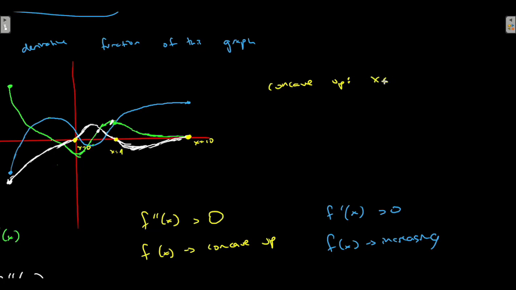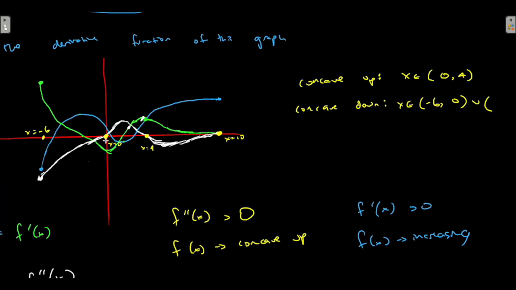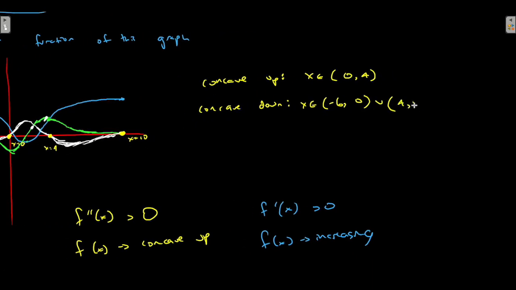We have x in the set 0 to 4, and it's not concave up anywhere else because the rest is negative, but it's concave down. Everything before x, well, I'll just define this as x equal to maybe -6. So concave down, -6 to 0, and 4 to 10.